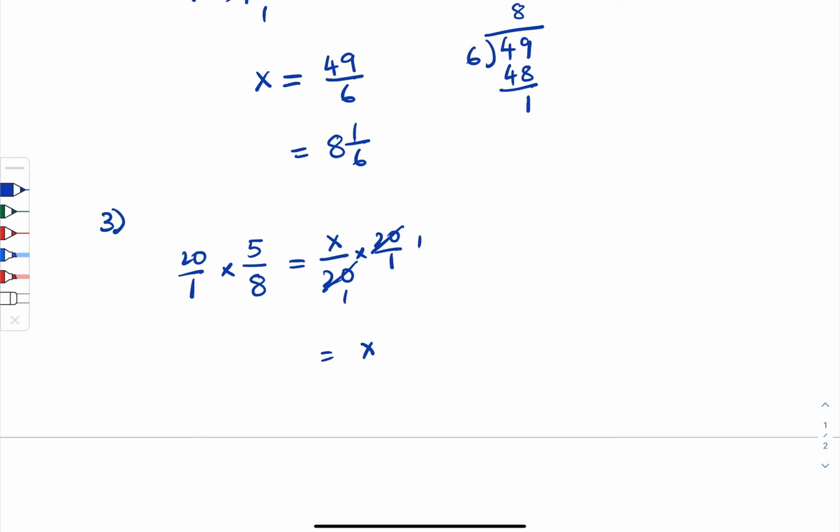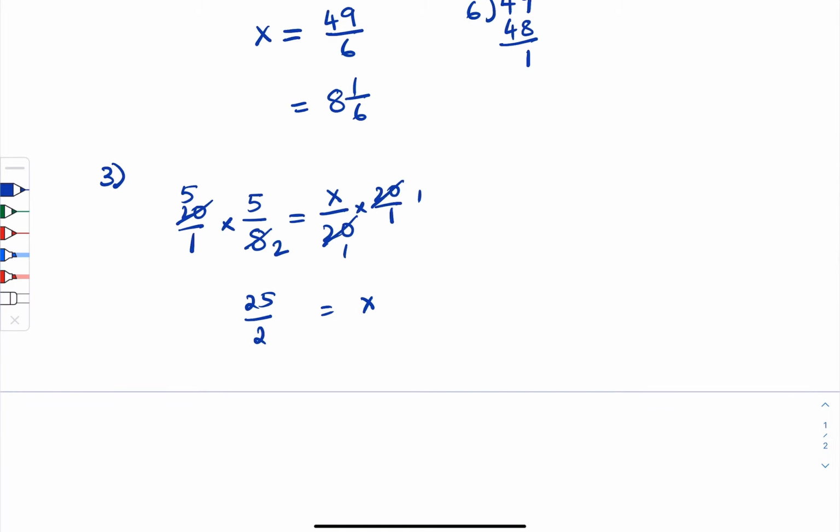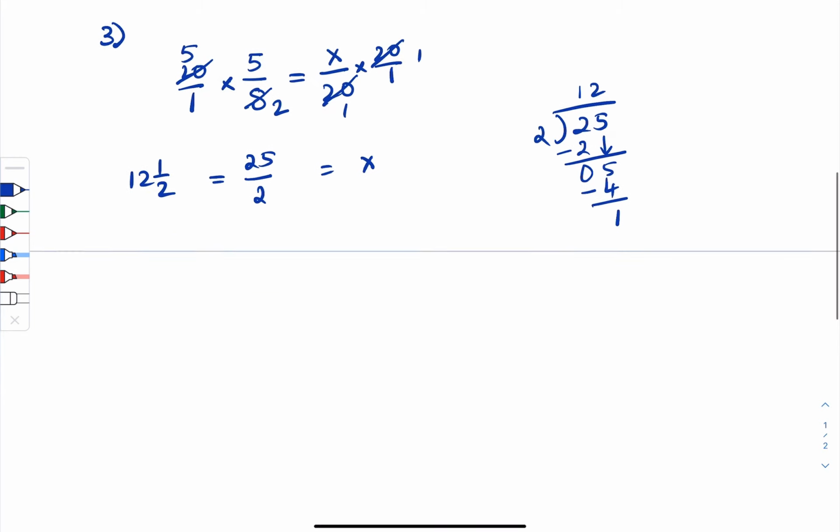So I have x is equal to, now I'm going to reduce the left hand side. So 4 times 2 is 8 and 4 times 5 is 20. That gives me 25 over 2. Again, an improper fraction, I can go ahead and change that to a mixed number. So 25 divided by 2: 2 times 1 is 2. If I subtract that, it gives me 0. If I drop the 5 down, 2 times 2 is 4. If I subtract them out, it gives me 1. So that makes my answer 12 and 1/2 as a mixed number.